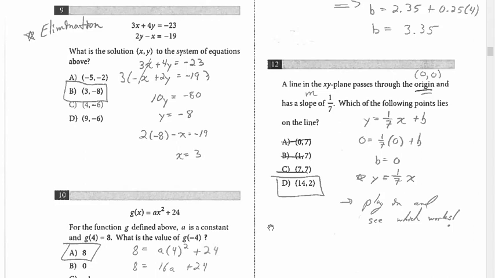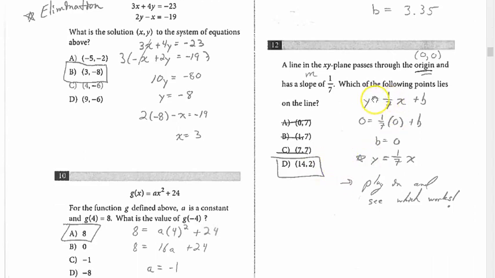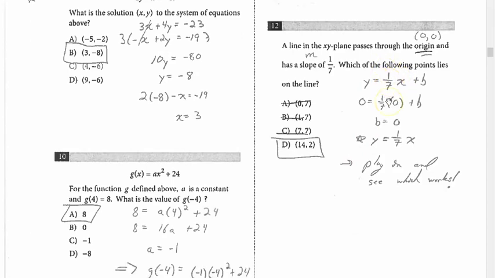Anytime I have a line, that's y equals mx plus b. It can be written in that form. So I started off with that, just plugging in what I knew. So I plugged in my slope, my m of 1 over 7.